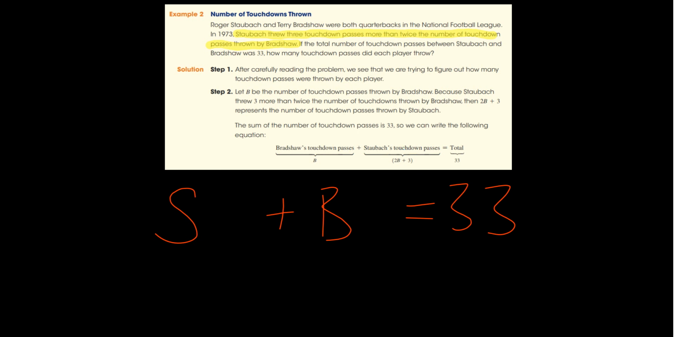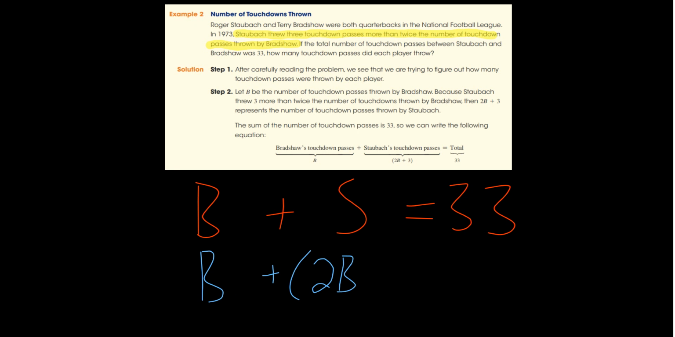Okay, so Staubach, and maybe I should keep in the order of this. So we did Bradshaw plus Staubach. So how many touchdown passes did Bradshaw throw? Well, Bradshaw threw Bradshaw amount of touchdowns. Staubach, however, threw twice the amount of Bradshaw, but 3 more than twice, and their total is 33, and that's the equation that we'd set up. And at this point, hopefully, you would be able to solve it.